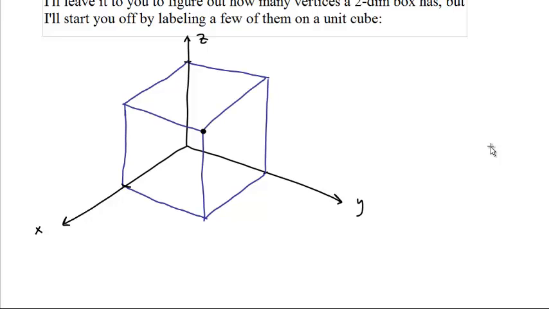That point right there is the point 1, 1, 1, because it's 1 out in the x direction, 1 over in the y direction, and 1 up in the z direction. That point there is the origin, 0, 0, 0, and this point up here is, let's see, we don't go forward in the x-axis, we stay at x equals 0, then we go over to y equals 1 and z equals 1, so that is the point 0, 1, 1.